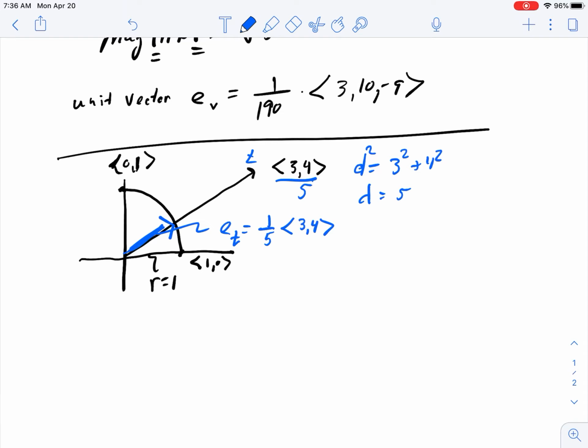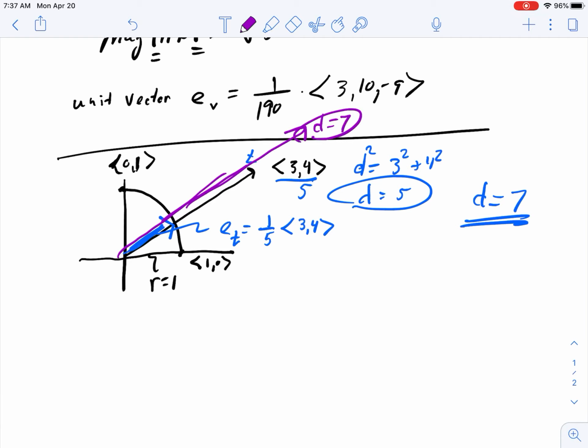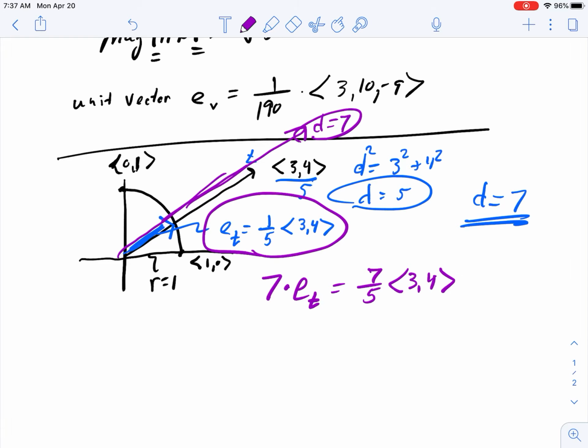Okay. Now, if I want to extend the length of this, so let's say I want a distance of 7 instead of 5. Okay, what is that vector? So therefore, if I now want to extend this out to a distance of 7, then all you have to do is take your unit vector and multiply it by 7. So basically this would be 7/5 of 3 comma 4. Okay.